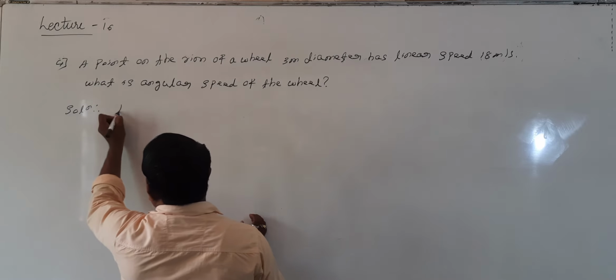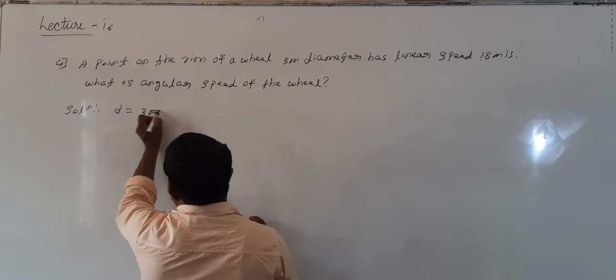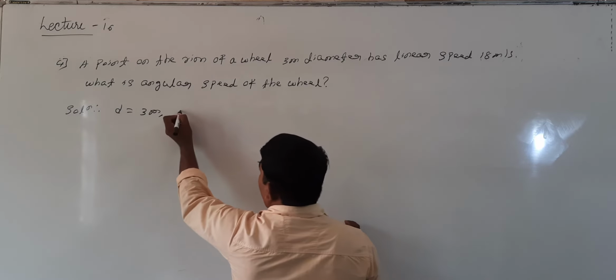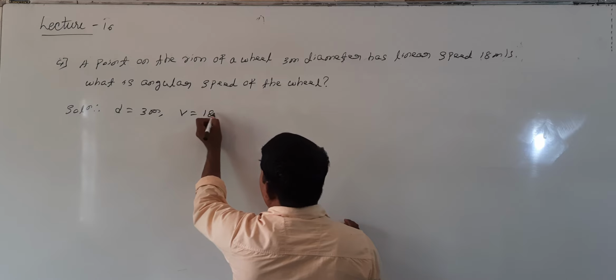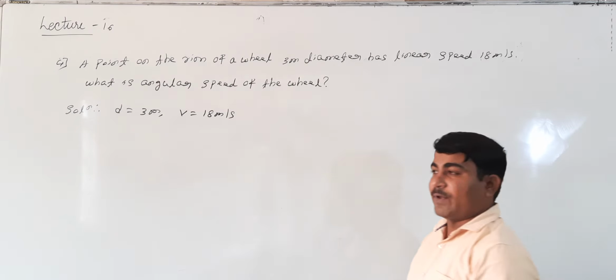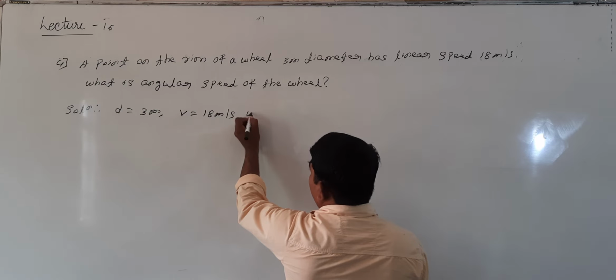Look at me. Diameter given. How much? 3 meter. 3 meter diameter. Has a linear speed. How much? 18 meter per second. What is the angular speed of the wheel?